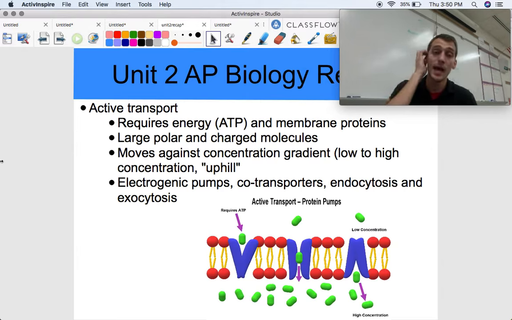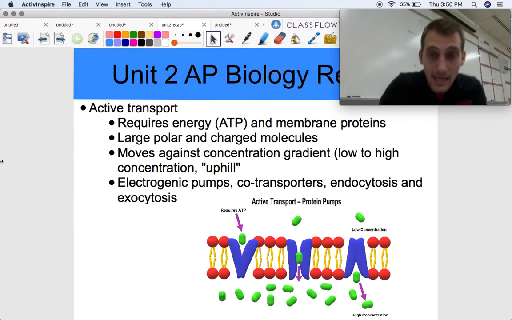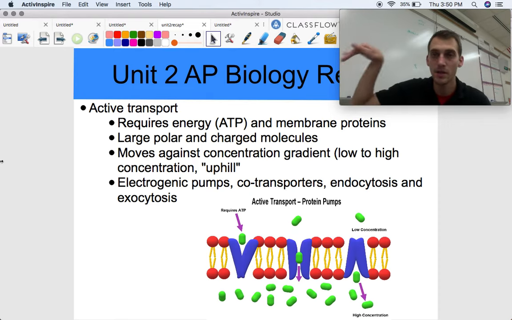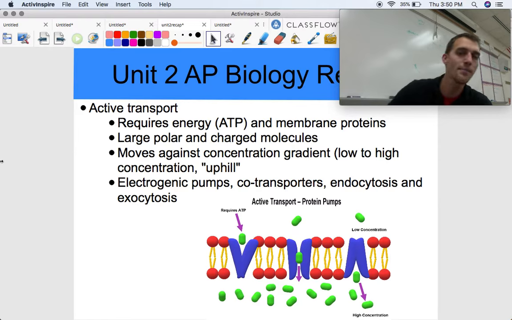But active transport is the opposite. It does require ATP and membrane proteins. It allows us to move large polar and charged molecules, and it moves against a concentration gradient, from low to high. It has to pump it uphill, use some ATP to make it go uphill rather than just coasting downhill. Electrogenic pumps, co-transporters, or symporters as they're called, endocytosis and exocytosis are all forms of active transport.